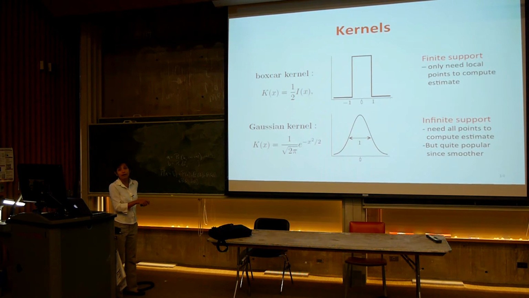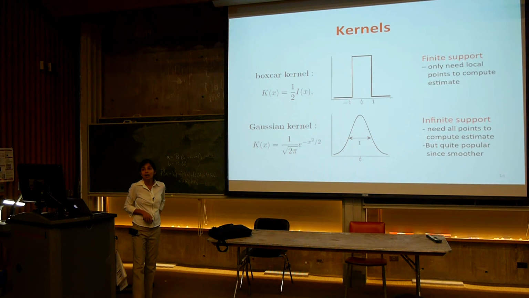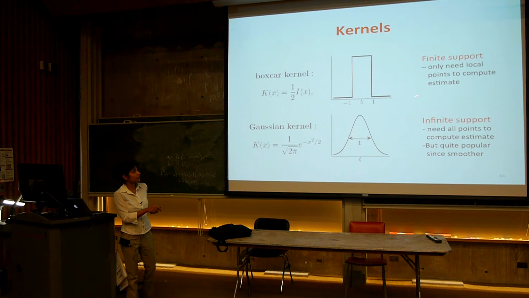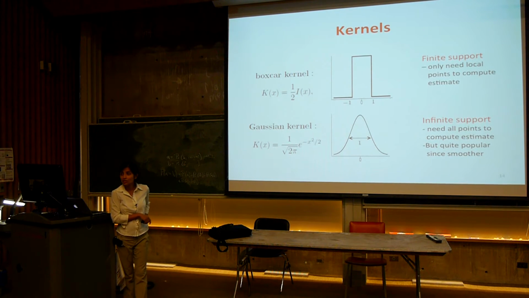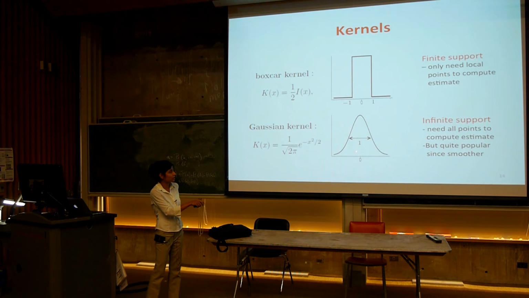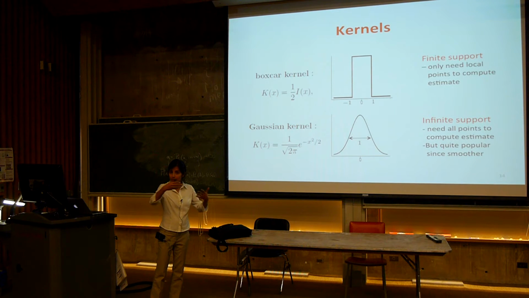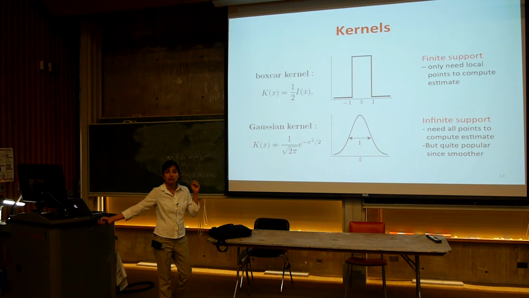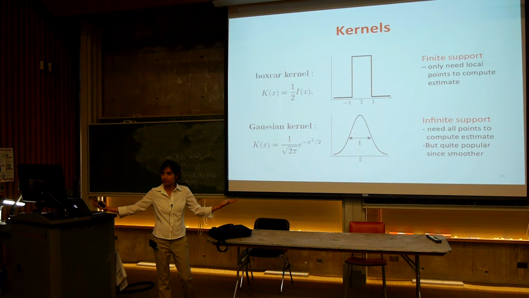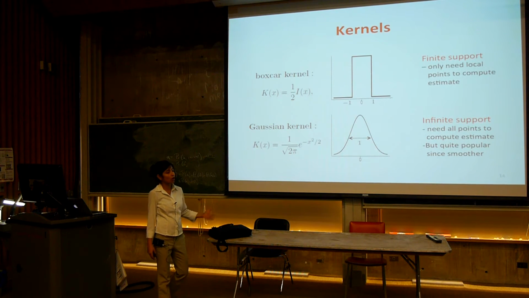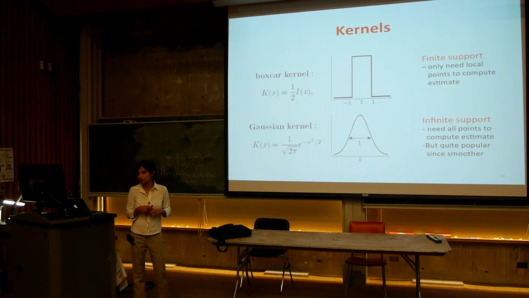So how would you compare different kernels? For example, the boxcar kernel and the Gaussian kernel. The nice thing about the boxcar kernel is that it has finite support. So when you're doing the estimation, you only need some local points to compute the estimate. Whereas with the Gaussian kernel, whatever point you're trying to do the prediction for, it involves the kernel for all of your training points, right? So you have to sum across all of them, and load all of your training points into memory, for example, if you want to do the prediction.